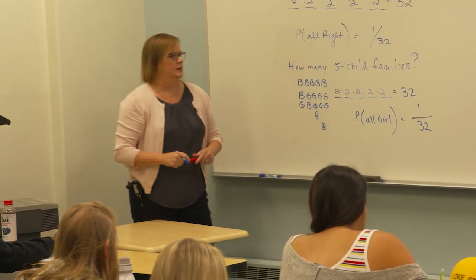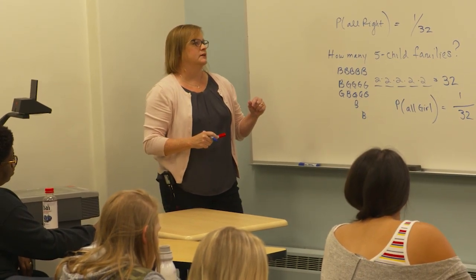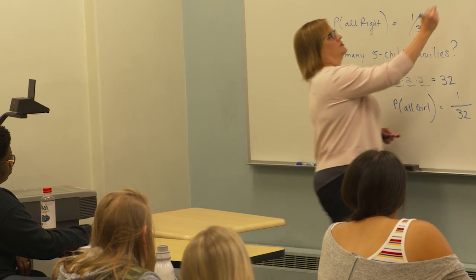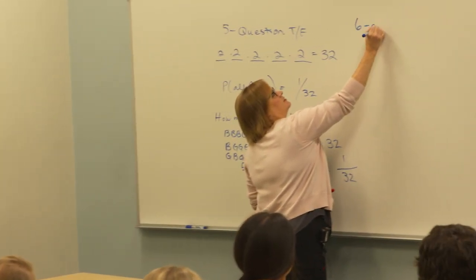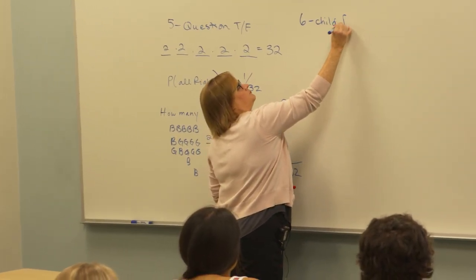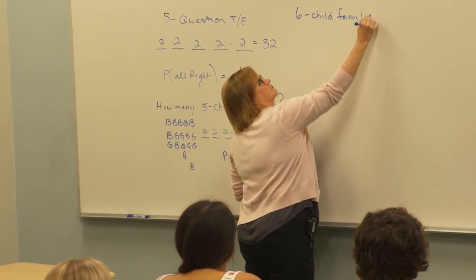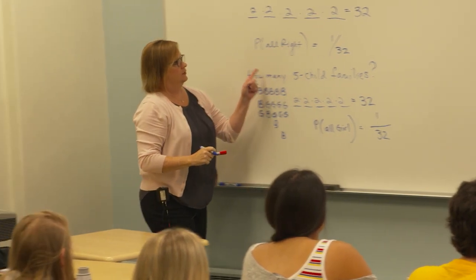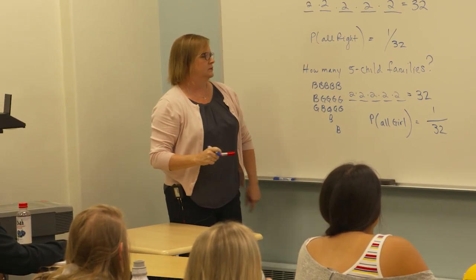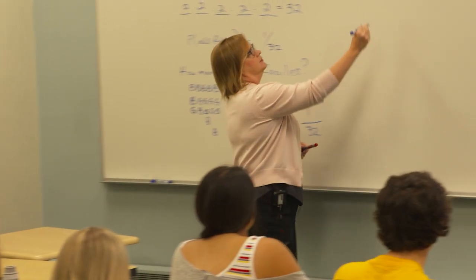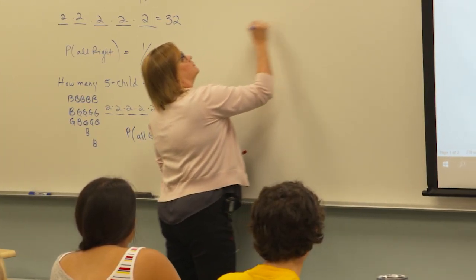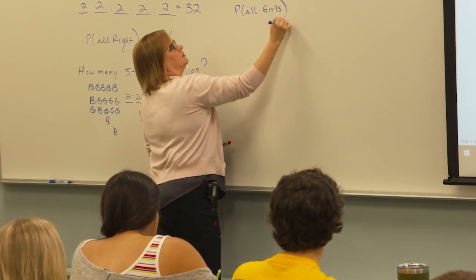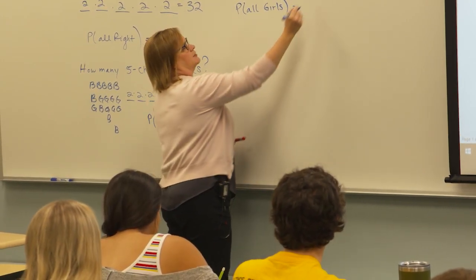Okay. My mom came from a family of 6 girls, no boys. So she's one of 6. She's got 5 sisters. So how many 6-child families are there? Tack on another 2, right? For the 6th birth, what would that be, 64? 64 of them. So what's the probability of all girls there? 1 over 64.